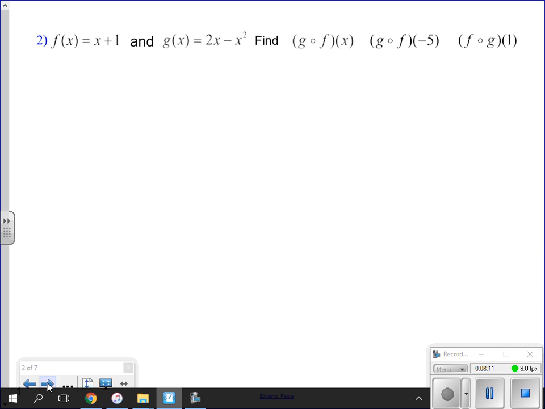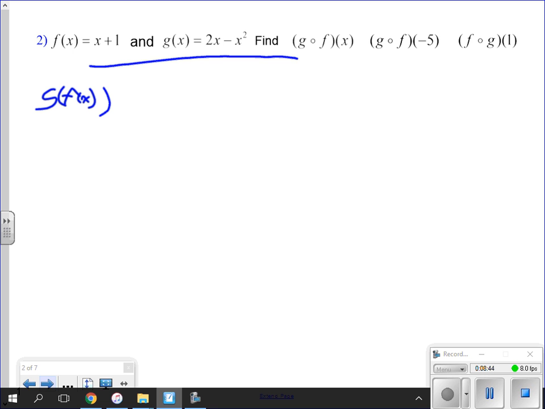So I will do the first one here because I want you to understand G composed of f of x. G composed of f of x means I take f of x and stick it inside G. That's what that means. I'm not evaluating it at a particular number. I'm just making a new function out of my other two. This is kind of important.